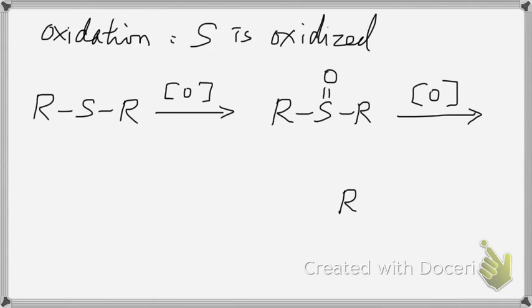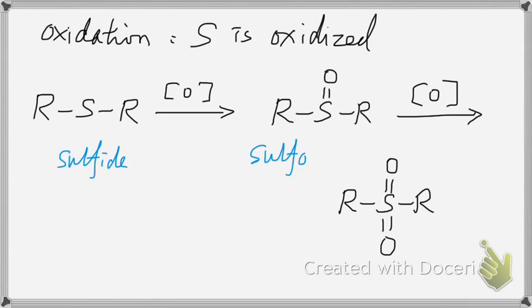So when the alkyl sulfide is oxidized, the sulfur atom is oxidized here. It first forms sulfoxide, and the sulfoxide can be further oxidized to form sulfone.